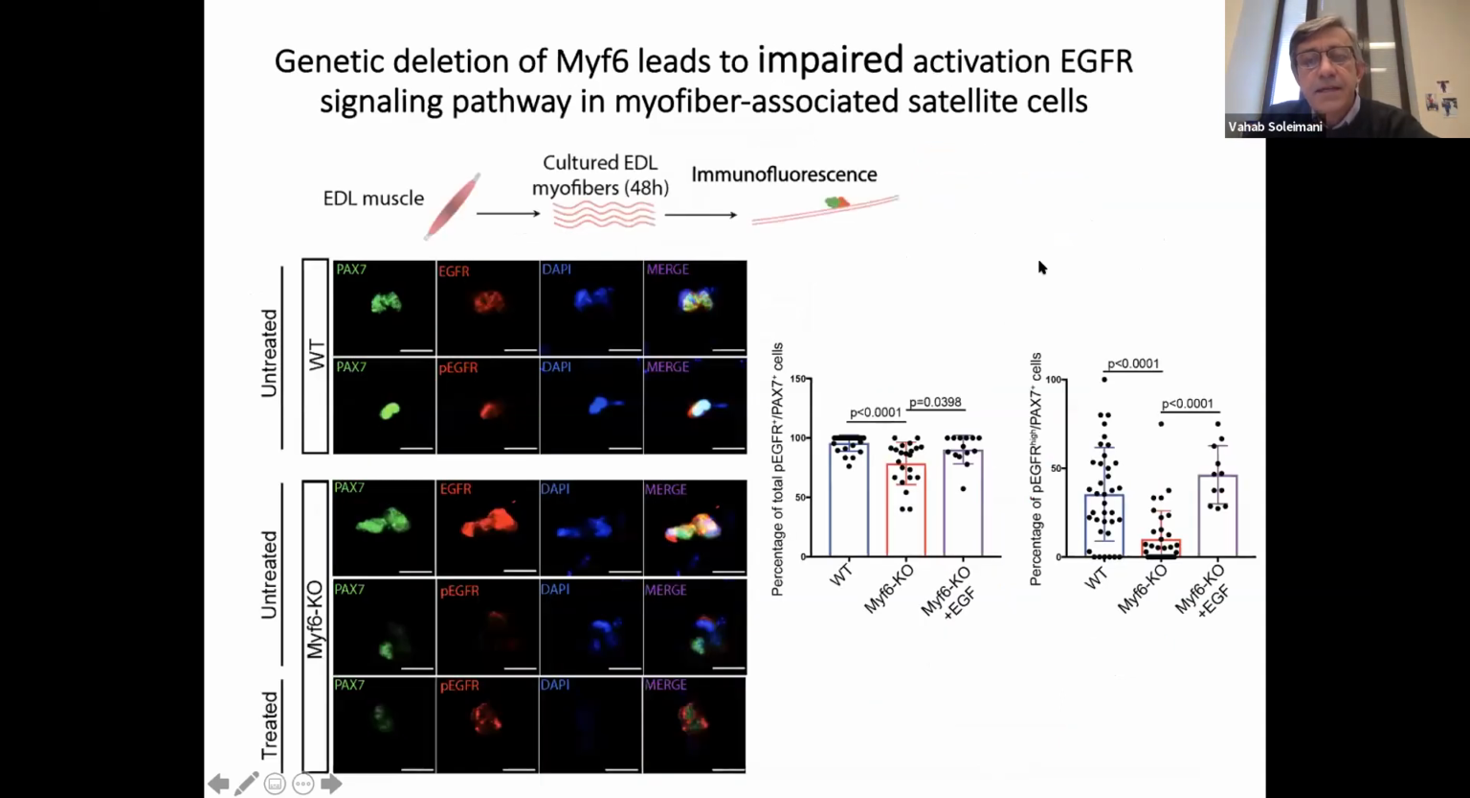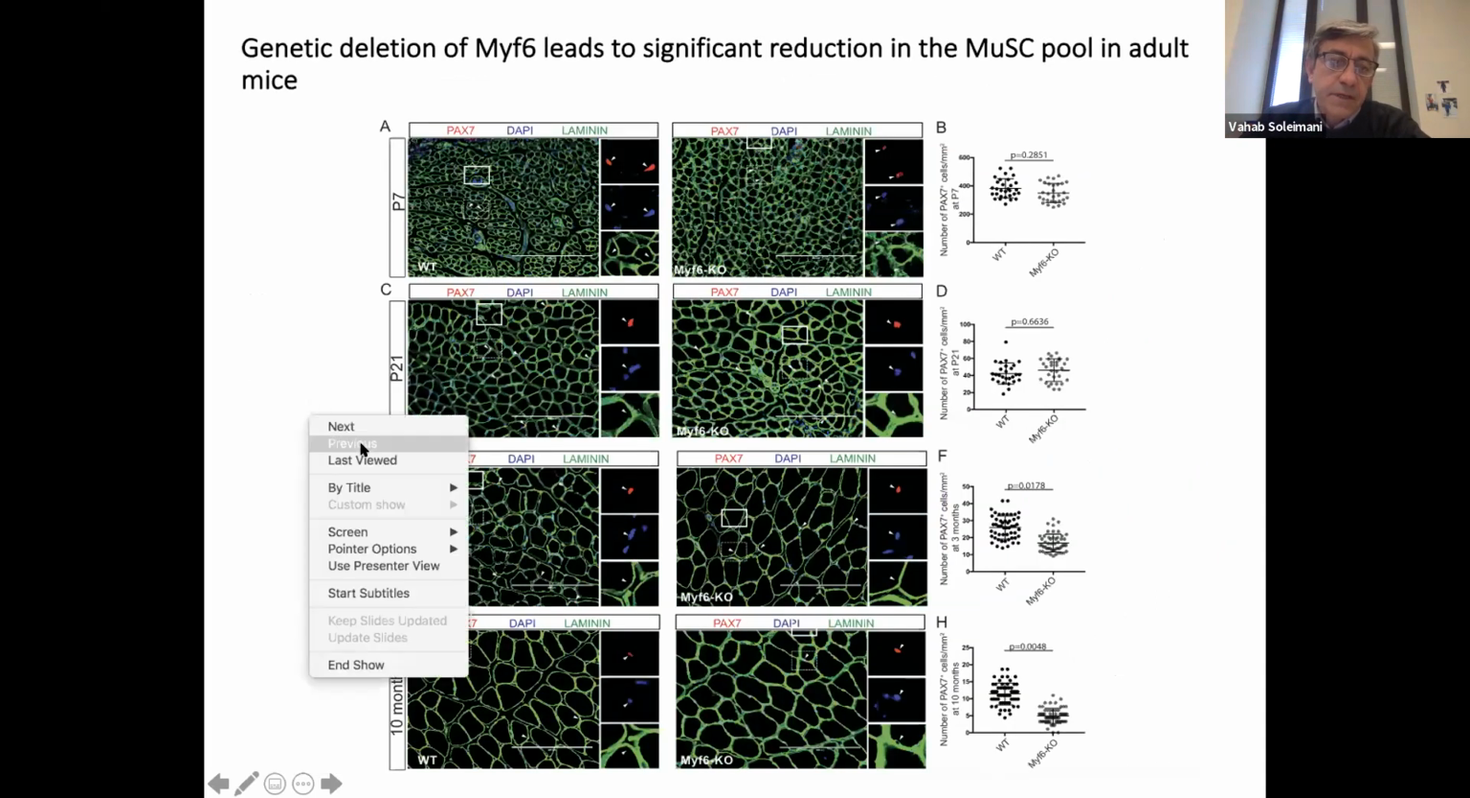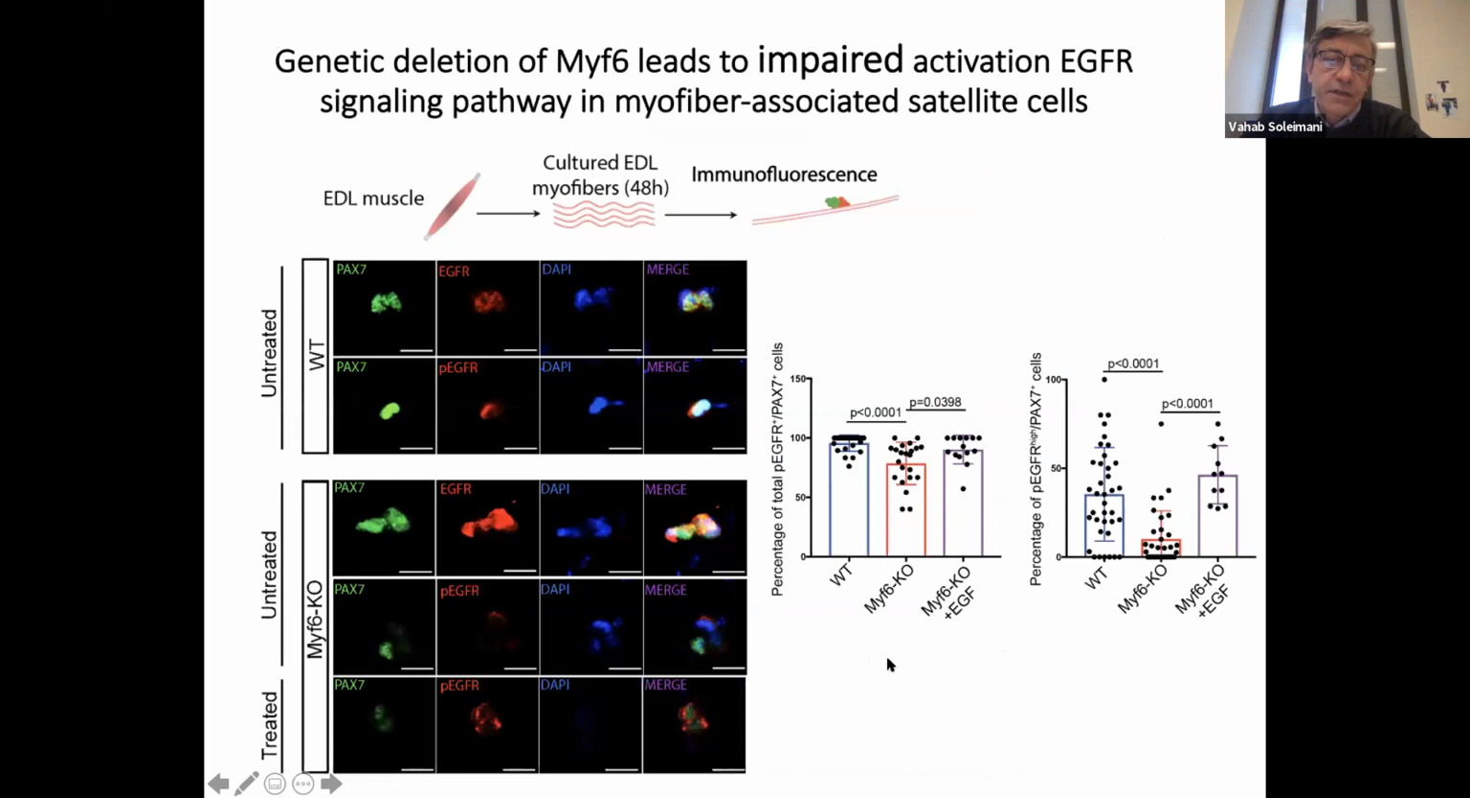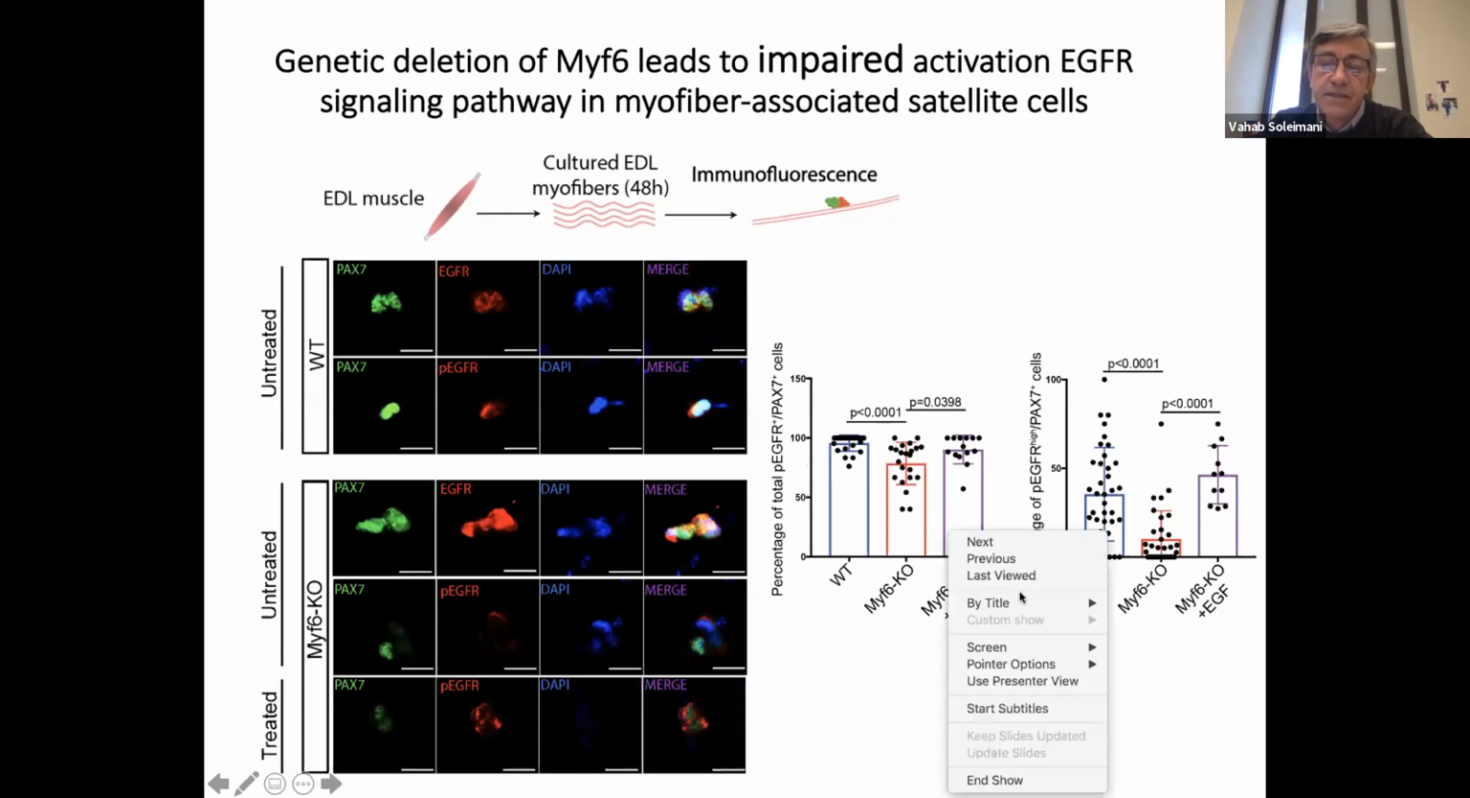So then we said, if muscle fiber is producing EGF and the satellite cells have EGFR, then there must be an impairment in the EGFR signaling in the satellite cells associated with MIF6 knockout. So we looked at EGFR phosphorylation at tyrosine 1068, and clearly in the absence of MIF6, we have a reduction in the number of EGFR-positive, PAX7-positive cells. Interestingly, when we add exogenous EGF, we can rescue this, suggesting that this is actually ligand-mediated signaling. This is not a cell-intrinsic defect in the satellite cells themselves.